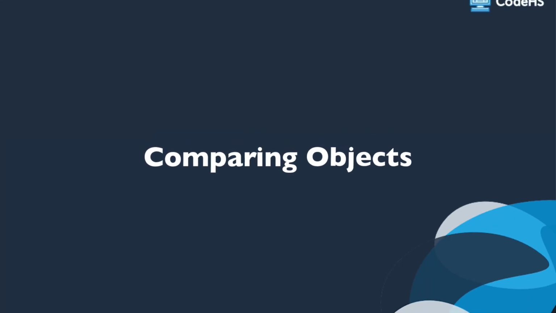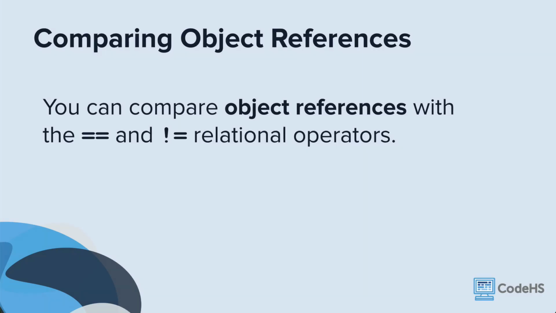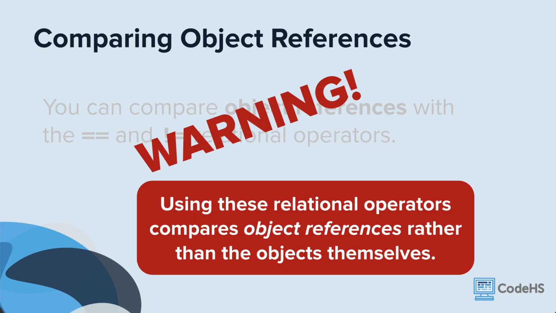Hi, in this lesson we'll look at comparing objects. In a previous lesson, you learned that you can compare object references with the double equals and not equals relational operators. However, it's important to be careful when doing this, since relational operators will compare object references rather than the objects themselves. Let's look at an example to see what this means.